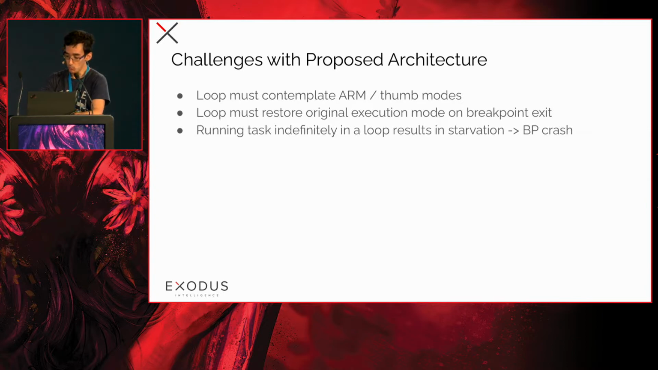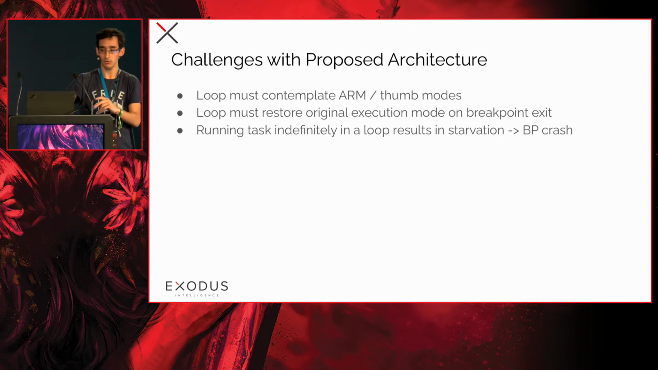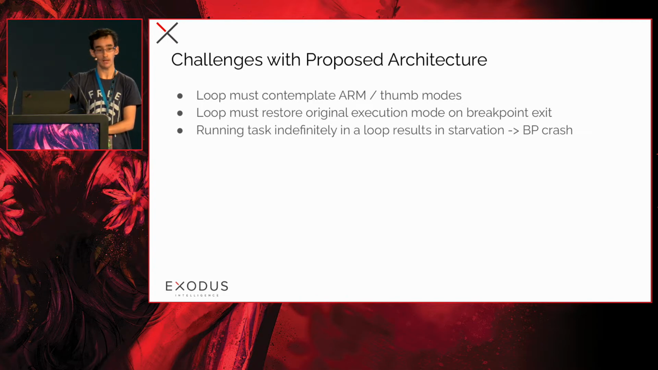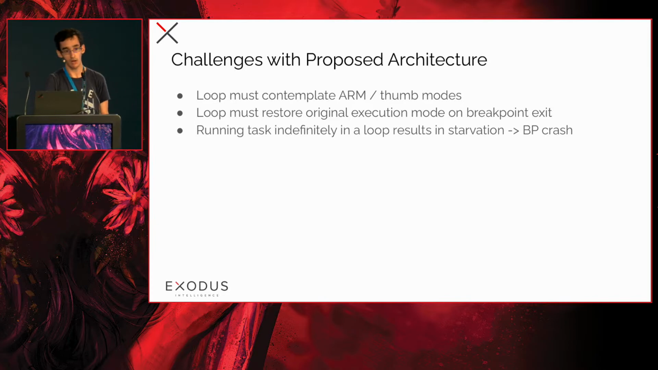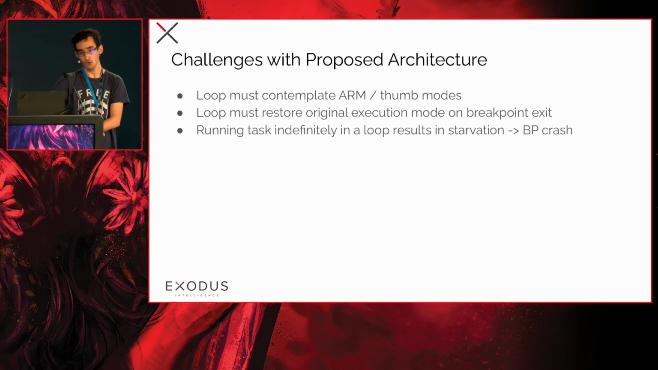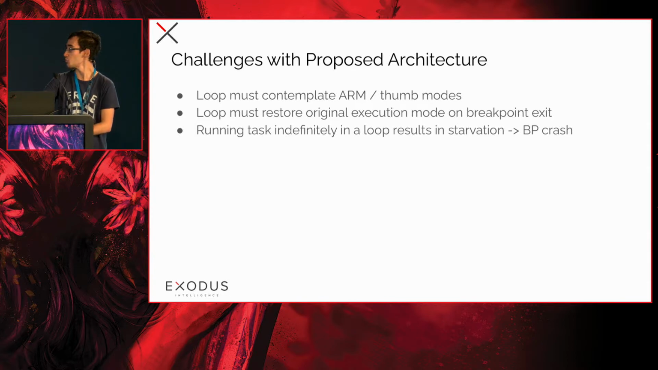There are some challenges with the proposed architecture, namely that the loop representing the breakpoint must contemplate whether originally the processor was executing Thumb or ARM code. And finally, after exiting the debugging loop, the original processor mode has to be restored. Meaning that if this processor was in system mode, if it was executing at a higher privilege level, it must go back into that original mode. Apart from obviously restoring registers, so as not to disturb the execution of the original program.